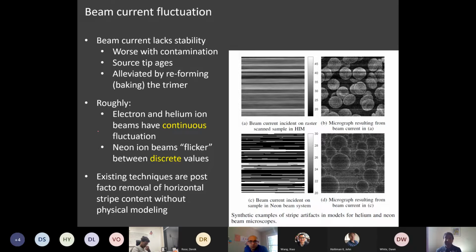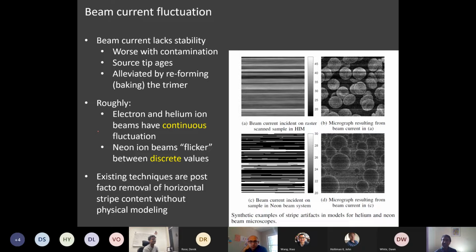Particle beam microscopes, as I understand them, can suffer from beam current fluctuations, especially associated with contamination and aging. In a gas field ion source specifically, the source ions are coming from a triplet of atoms at the tip called the trimer, and the maintenance is called baking the trimer. That takes the instrument offline for a while, which is expensive, and that exhausts my materials knowledge.